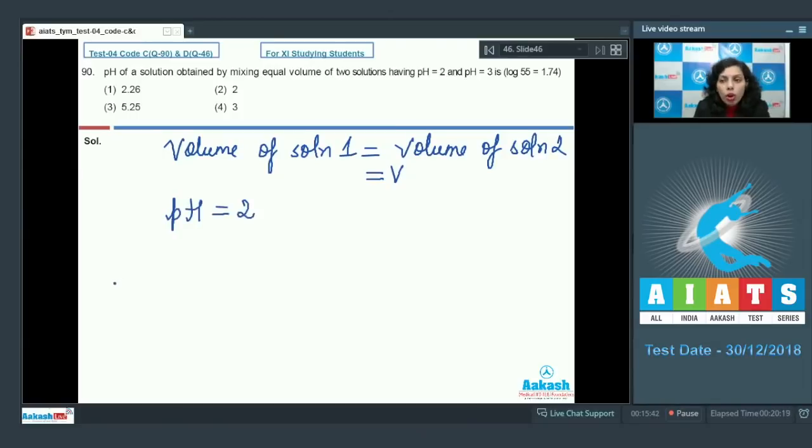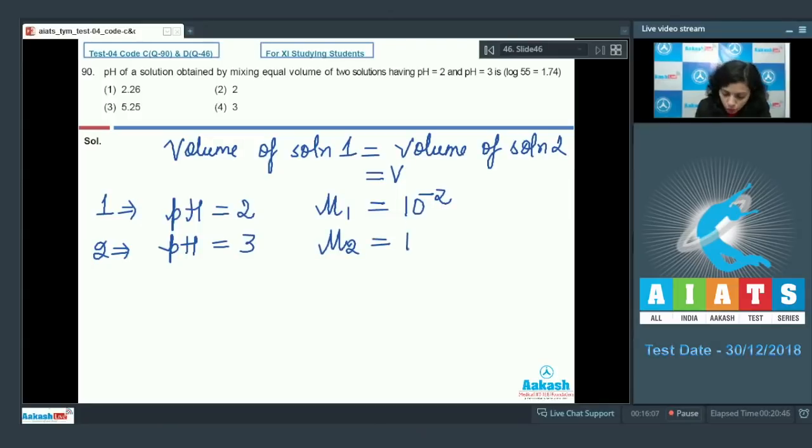Now, pH of these solutions are given and from the pH, we can find out the concentration of each of these solutions. For the first solution, pH is 2, so its concentration, in terms of molarity, say M1, is 10 raised to the power minus 2. In the similar way, for the second solution, pH is 3 and this M2 value, the molarity for the second solution, would be 10 raised to the power minus 3. Now, we just want to find out the molarity of the final solution, on the basis of which we can find out the pH of the final solution.